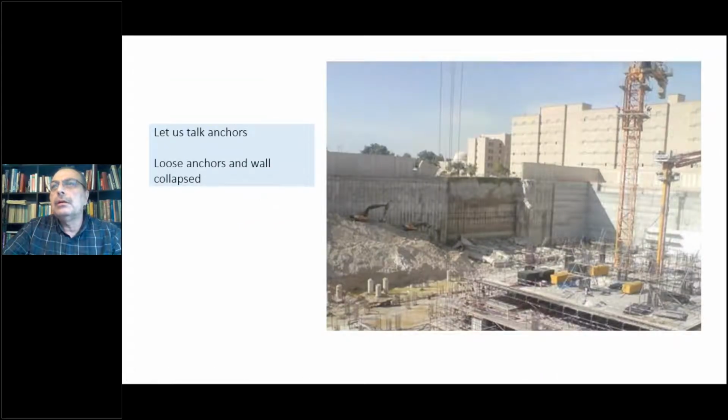Another site from Abu Dhabi, there was a retaining wall here, an embedded retaining wall, secant piles, and there were supposed to be anchors, tiebacks to support the wall. This part of the wall was in front of the wall. There was a ramp, so the contractor did not stress the anchors properly because of the ramp. And when the ramp was removed, the anchors were loose and forgotten. The wall collapsed immediately after the ramp was removed.